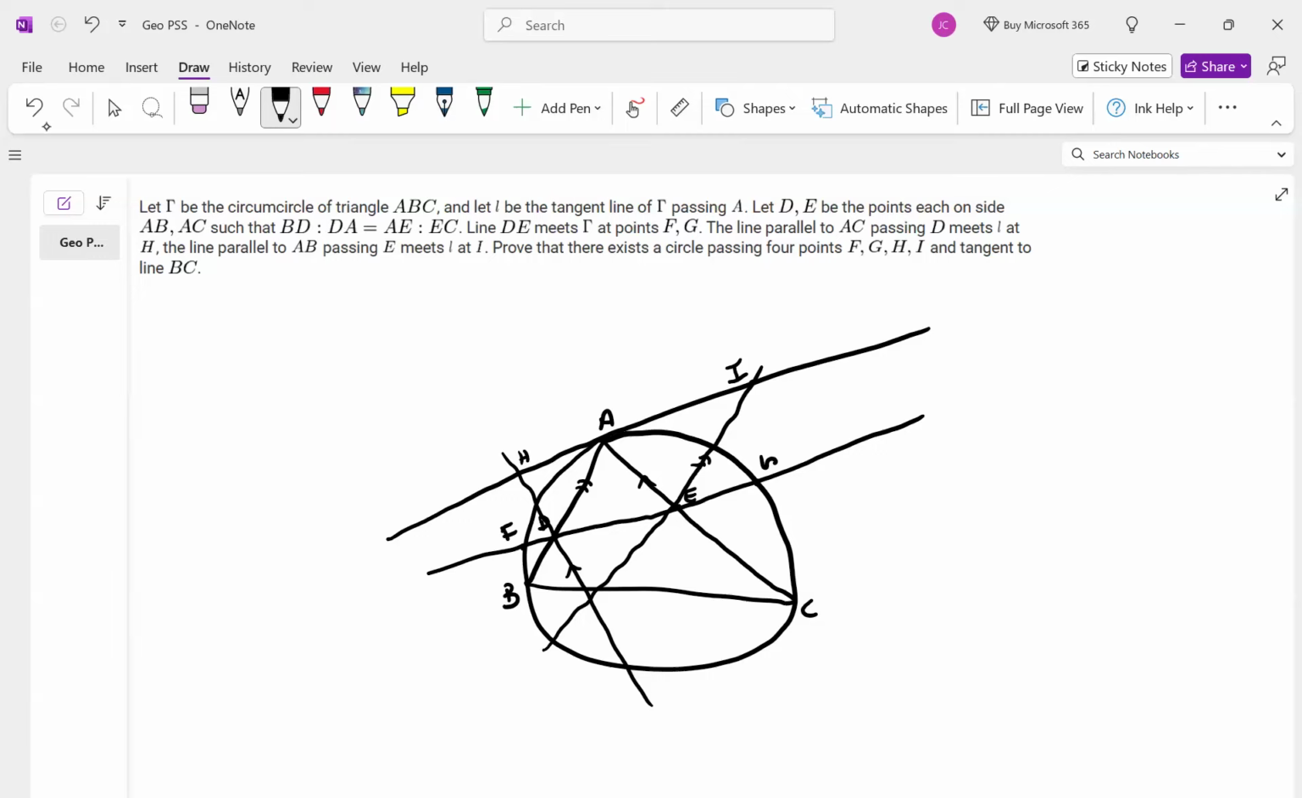You want to prove that F, G, H, I are cyclic, and you want to prove it's tangent to BC. Your voice is breaking a bit, quite a lot.